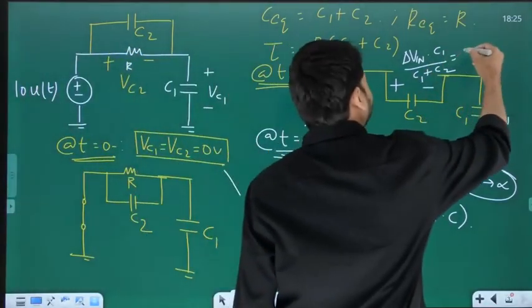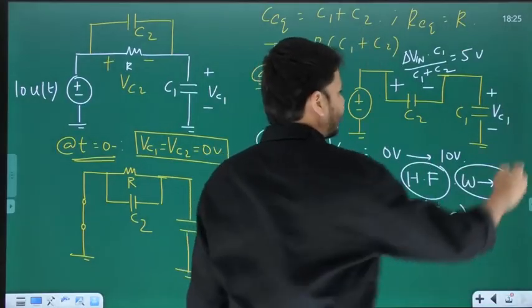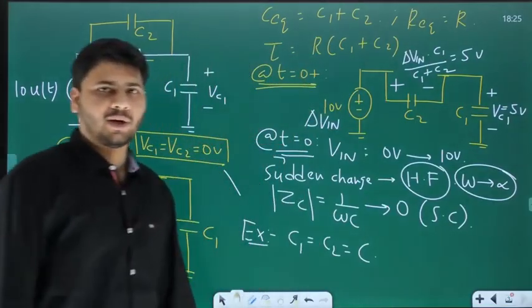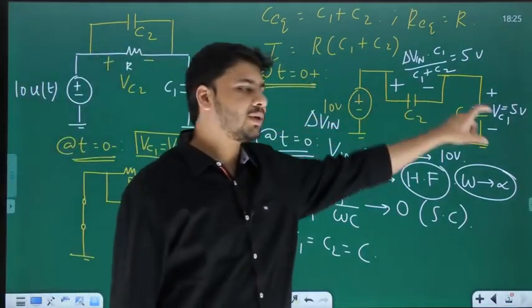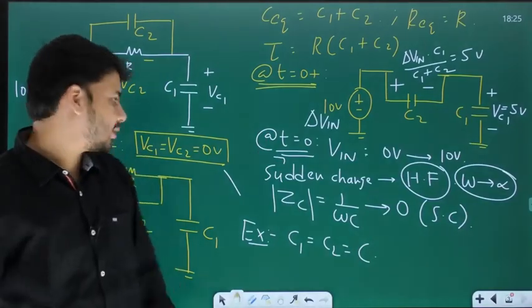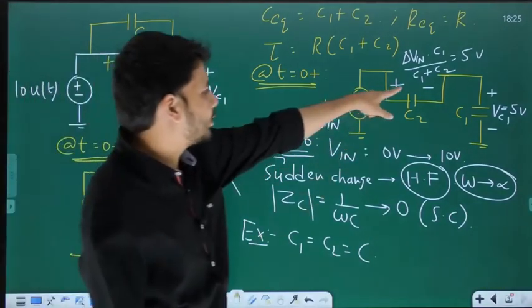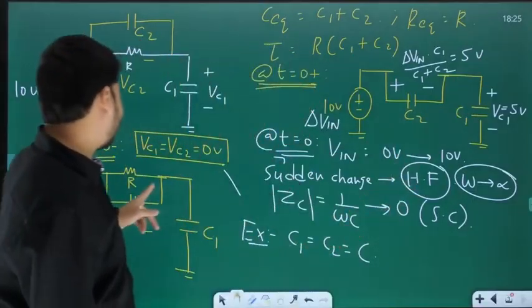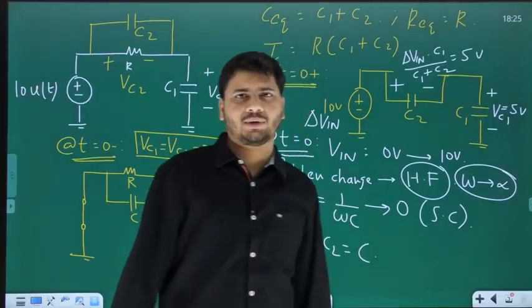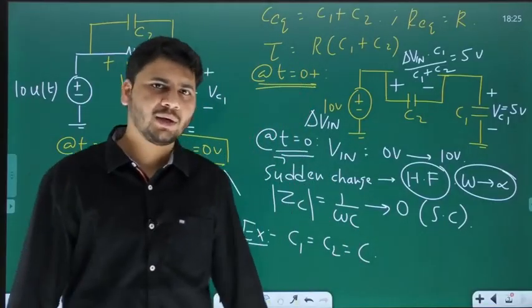Yes, that's all. This is 5 volts. In the same way, even VC1, you can say it is 5 volts. So 10 equals 5 plus 5. So what is the value of VC1 at 0 plus? It is not 0. It is 5 volts. And what is the value of VC2 at 0 plus? It is also not 0. It is 5 volts. I hope my argument is clear.